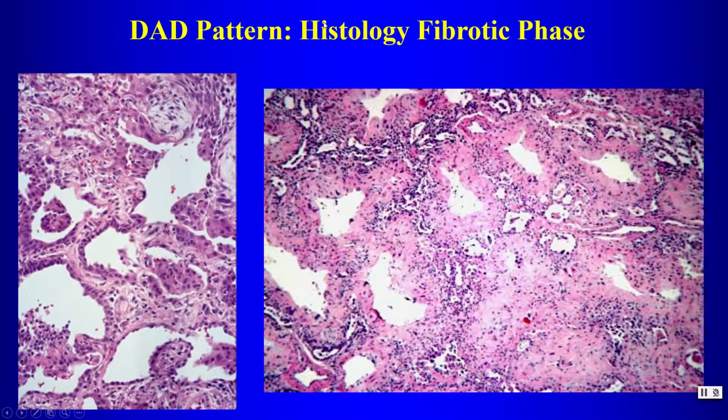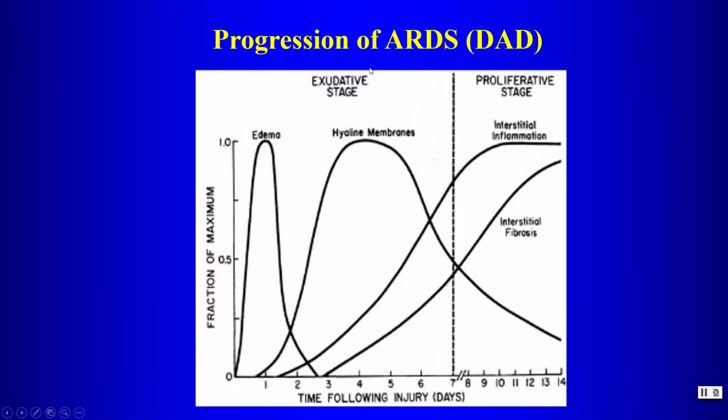So here we have an example of the diffuse alveolar pattern going into the fibrotic phase. You can see the organization as the fibroblasts have incorporated that material into the alveolar walls and the thickening of the alveolar walls. Now this usually progresses in terms of overlapping phases, so you might see this diagram where you get the phase of edema, hyaline membranes, and then the fibrotic phase, but all of these can overlap as the disease progresses.